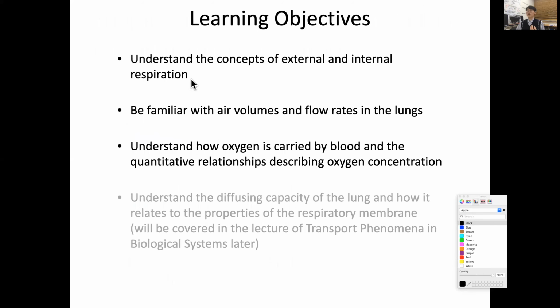With this, I'm going to finish the concept of external and internal respiration. We defined the air volumes and flow rates in the lungs and ventilation rate. And we understand how oxygen is carried by blood and the quantitative relationship describing oxygen concentration in the blood and in the alveolar gas. The rest, understanding the diffusing capacity of the lung and how it relates to the properties of the respiratory membrane, will be covered later when we have the transport phenomena lecture.